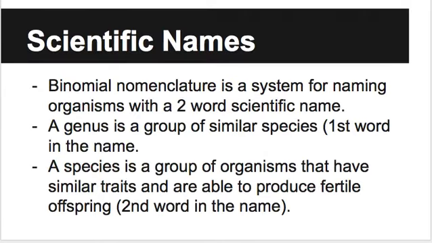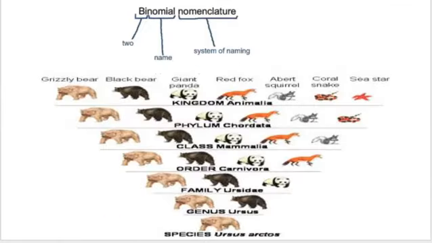Scientific names. Binomial nomenclature is a system for naming organisms with a 2-word scientific name. A genus is a group of similar species, and that's the first word in the scientific name. And a species is a group of organisms that have similar traits and are able to produce fertile offspring. That's the second word in the scientific name. So, binomial means two names, and nomenclature is a long word for the system of how we name things.